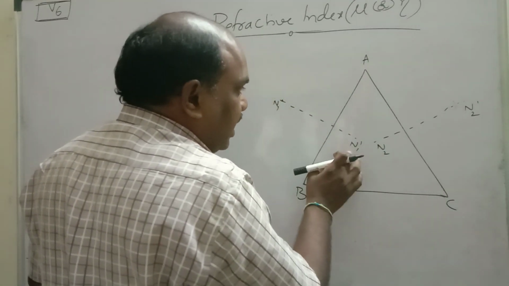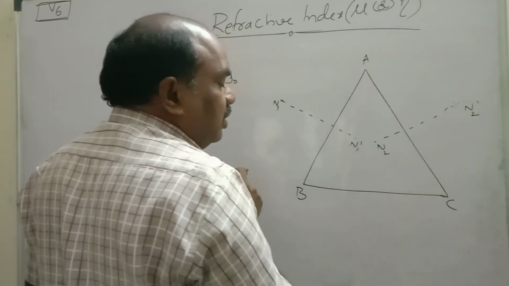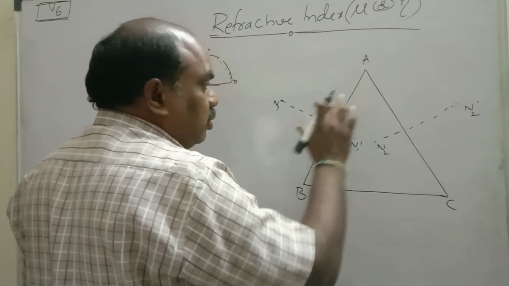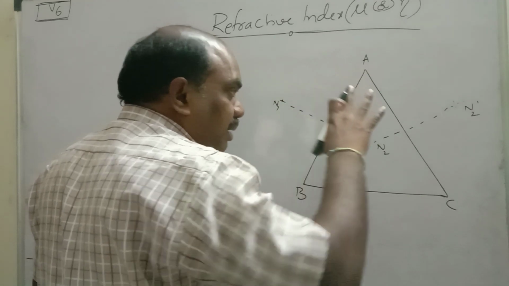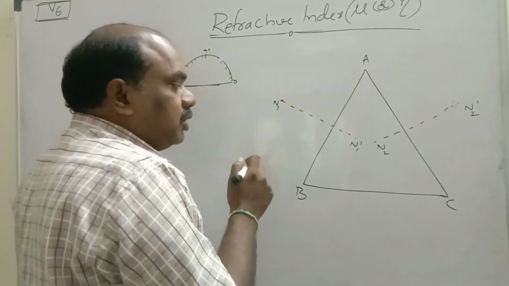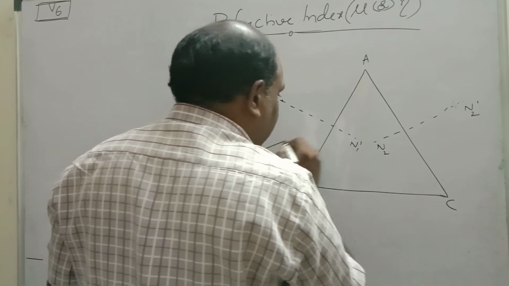Draw a perpendicular line to AB and a perpendicular line to AC. This is called the first normal, this is called the second normal. Normal to AB, normal to AC. Again place the prism on the trace. Focus laser light like this.